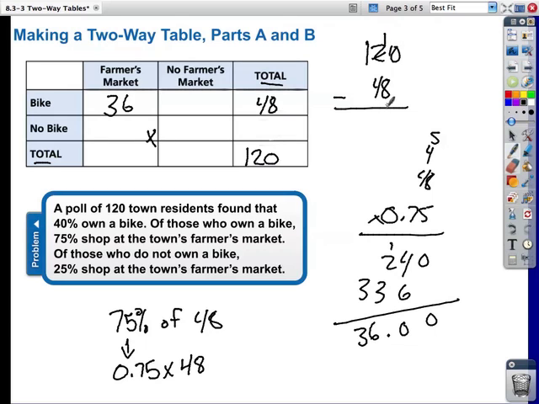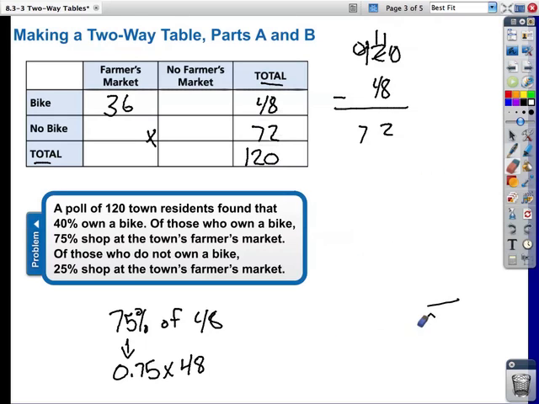So we'll do that subtraction really quick. So 72 people don't own a bike. Okay? So now we can figure out what 25% of this number is and put it here. So we need to figure out 25% of 72. Notice I got 72 through simple subtraction. So 25% shop at the town's farmer's market. If they don't own a bike, the number is going to go here. We're going to figure out what 25% of 72 is real quick.